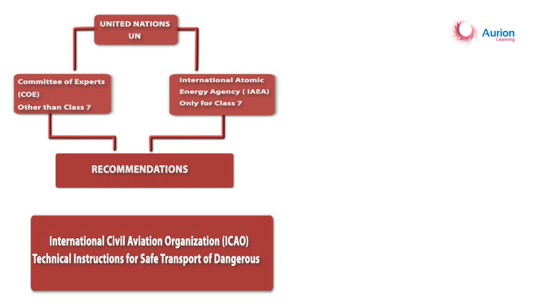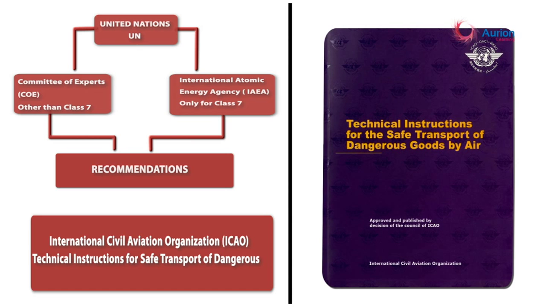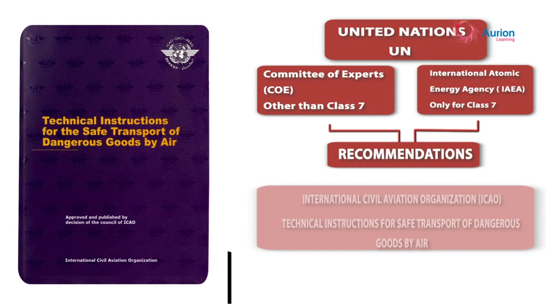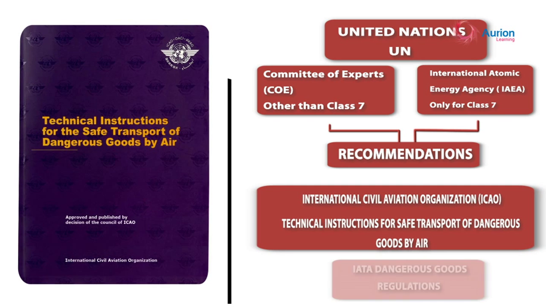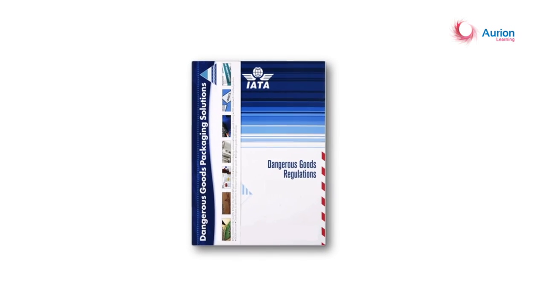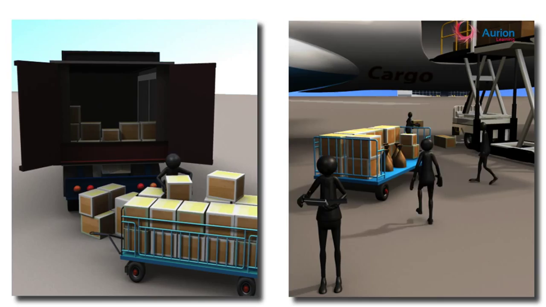Based on the ICAO Technical Instructions, TI, and Annex 18, the International Air Transport Association produces a user-friendly, easier to refer manual, which is used as a field document for safe transport of dangerous goods by the aviation industry. The Dangerous Goods Regulations, DGR, manual, published by IATA, is updated annually.